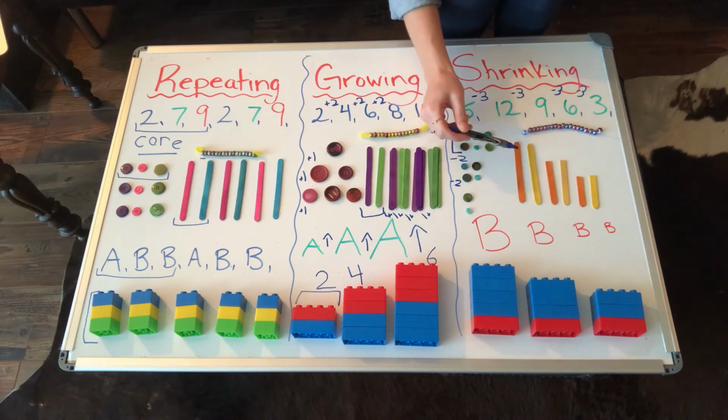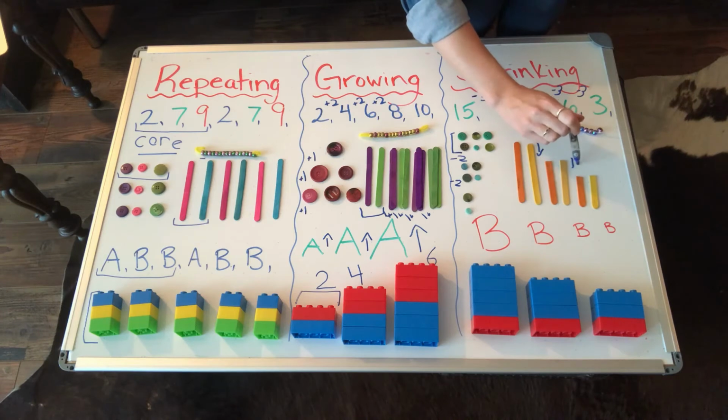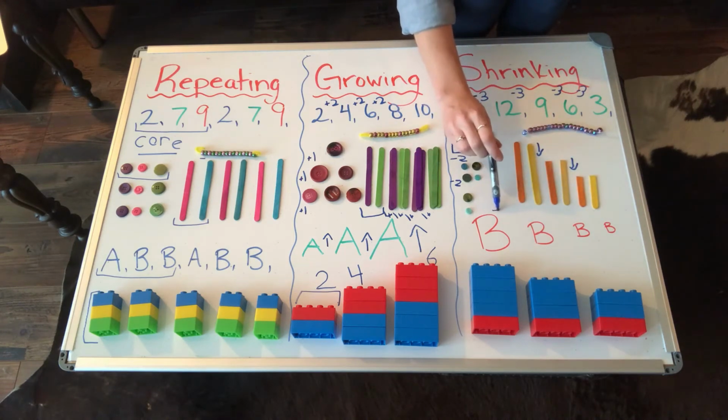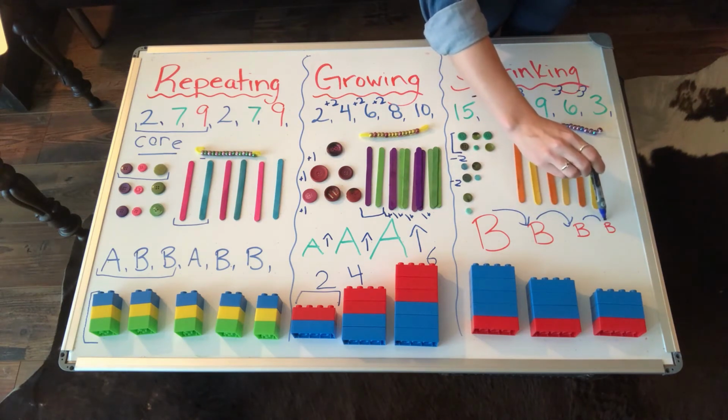With our popsicle sticks, instead of taking away popsicle sticks, we're making them smaller and smaller. So they got shorter and shorter every time. Similar with our bees. The bees got smaller and smaller every single time.